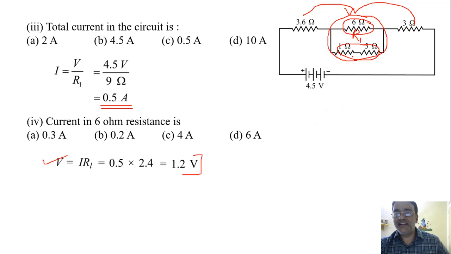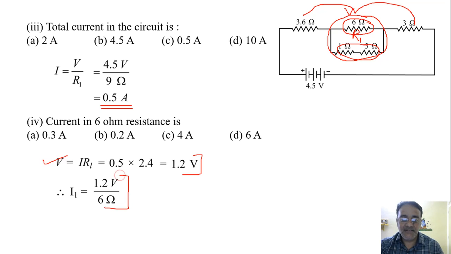So this voltage will be across the 6 ohm resistance also, and V is 1.2 and resistance is 6 ohm. Now we can find current by using Ohm's law, that is I is equals to V by R. So 1.2 upon 6, so how much are we getting? 0.2 ampere. So the correct option is B, right?